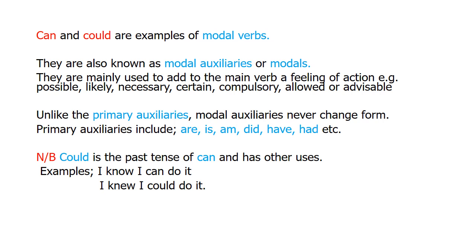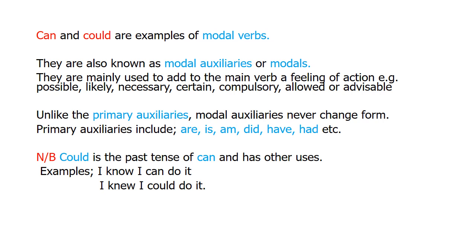Now, before we focus on can and could only, I want to give you a brief background of auxiliary verbs. First, auxiliary verbs are helping verbs. They help the main verb in sentences to show tense, mood, or aspect. There are two categories of auxiliary verbs. The first category is primary auxiliary verbs, and the second category is modal auxiliary verbs, which we are going to focus on in this video. Can and could are examples of modal auxiliary verbs.